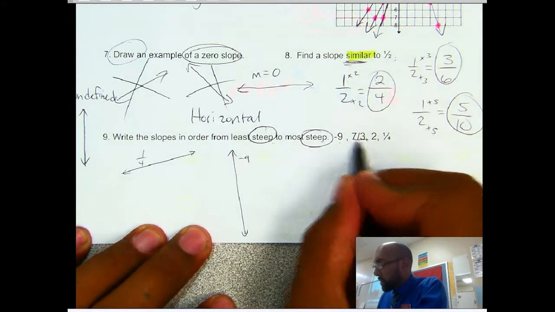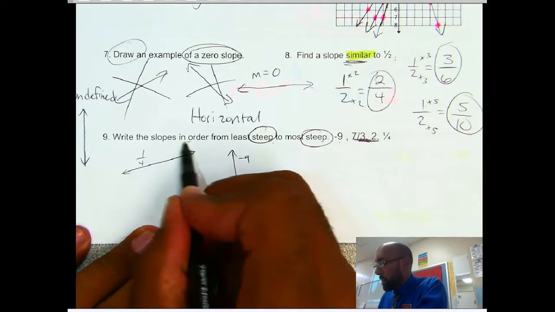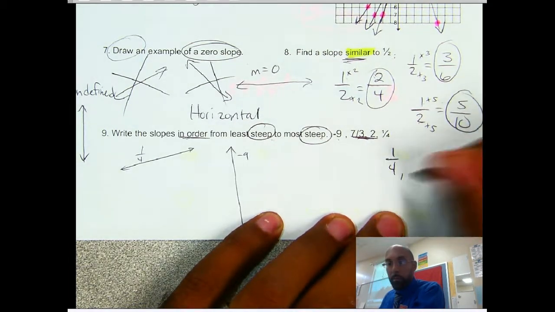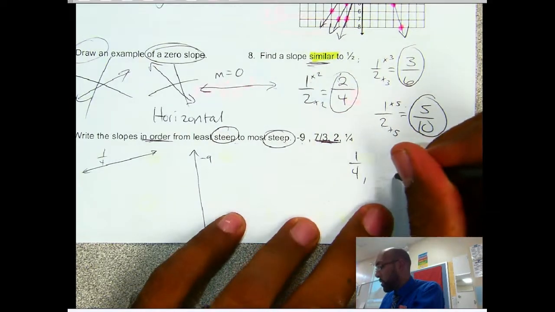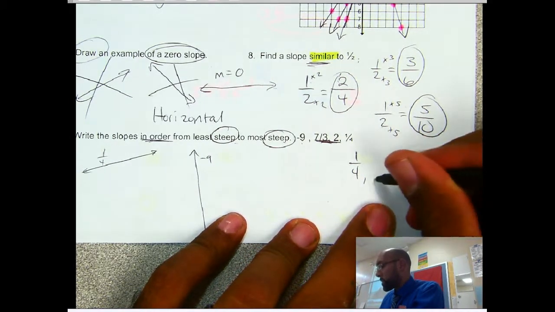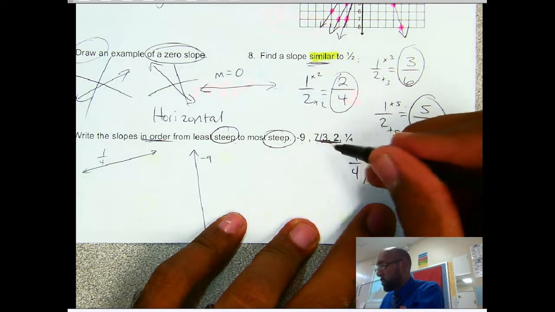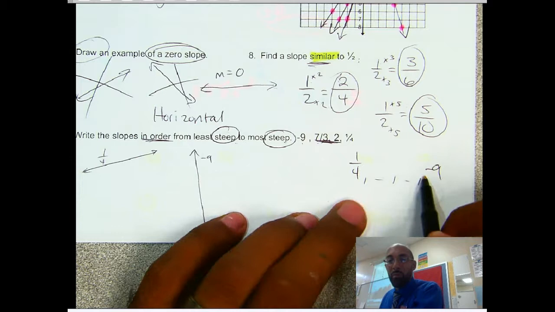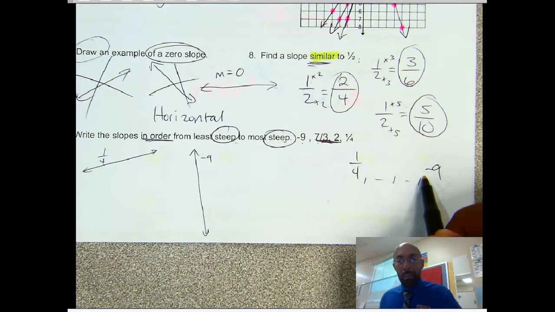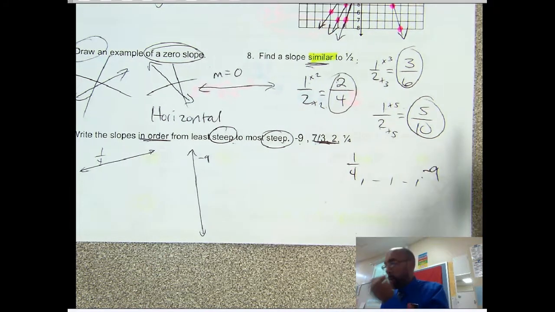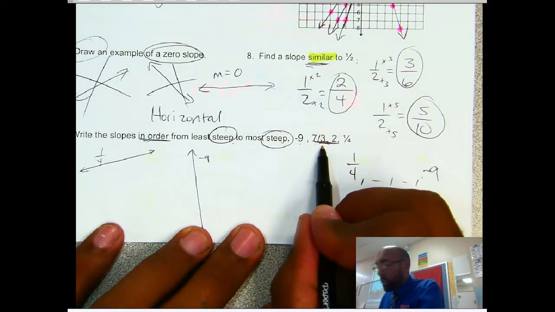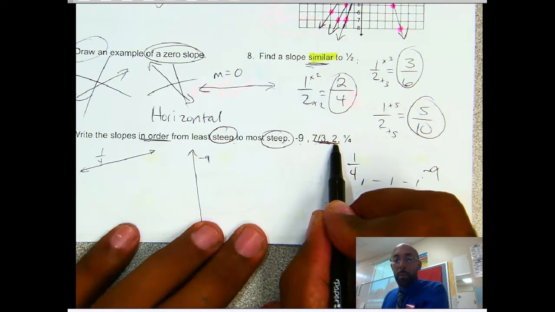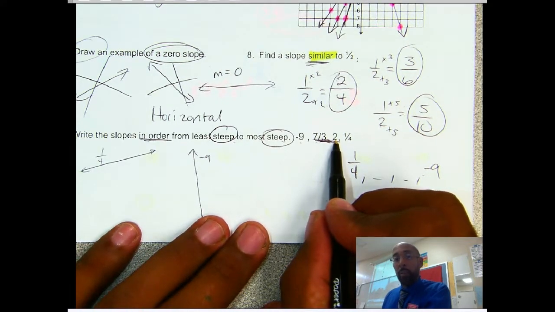Because remember it says write in order, so we know that the least steep would be 1 over 4. Then it's going to be either 2 or 7 over 3. Then the last one would be minus 9. Because remember, when we say what's most steep, the negative doesn't matter. So now which one is it? Is it 7 over 3 or 2? Remember, the bigger the number, the more steep it is.